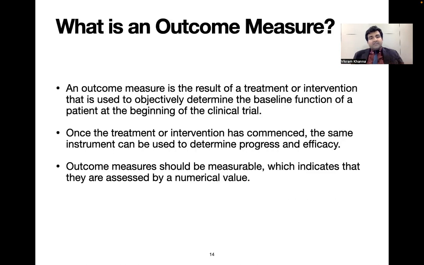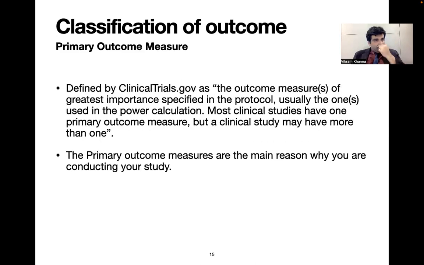Coming to the outcome measures, what is an outcome measure? An outcome measure is a result of the treatment or intervention that is used to objectively define the baseline function of a patient at the beginning of the clinical trial. Once the treatment or intervention has commenced, the same instrument can be used to determine the progress or the efficacy. Outcome measures should be measurable, which indicates that they should be a quantitative value.